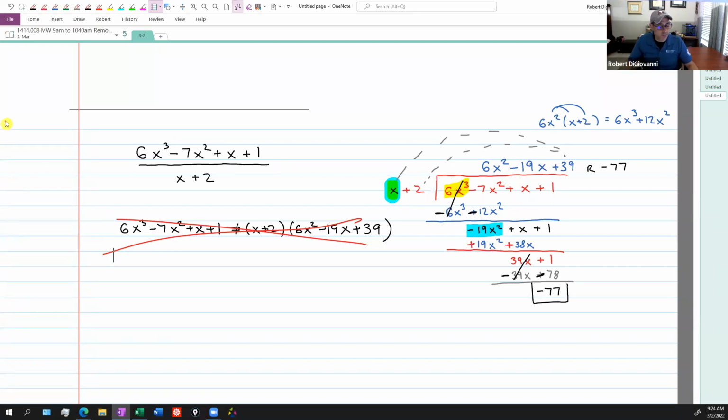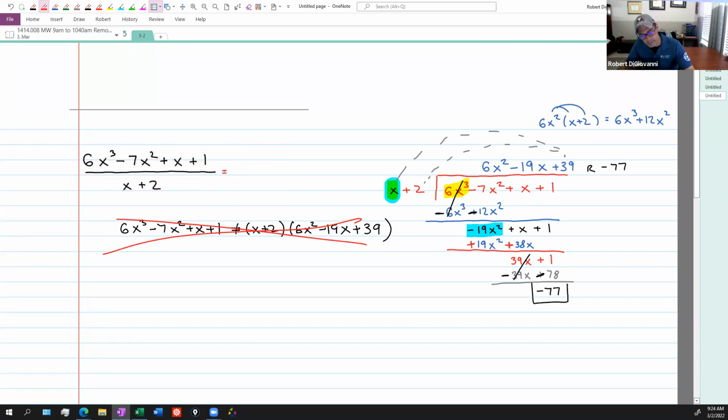But we do have an answer to the question. The answer is 6x squared minus 19x plus 39. Now we have a remainder, right? We do not write r -77. We don't do that. We do that in elementary school. We don't do it here in college algebra. What we do instead is put plus, and then we put the remainder, -77, over the divisor x plus 2.